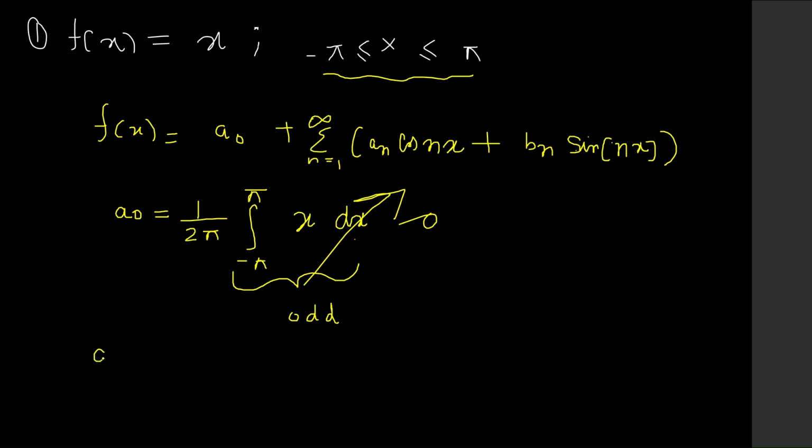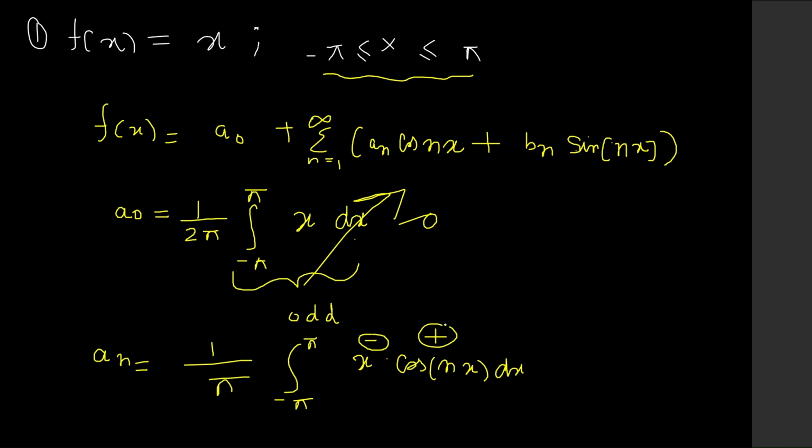Now moving ahead to another constant, which is an. An is 1 upon pi integration minus pi to pi f of x times cos nx dx. Now let's see, this function is odd, so on f of minus x this will become negative, and on f of minus x this will become positive. So the product of these functions is also odd, so just by intuition we can say that for this one also the value will be 0.